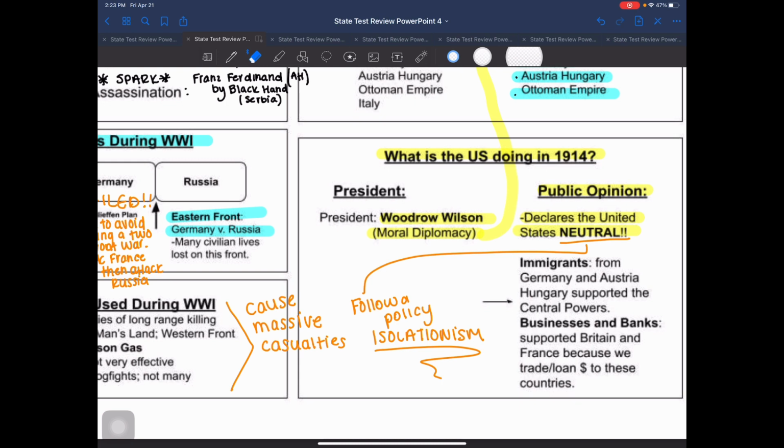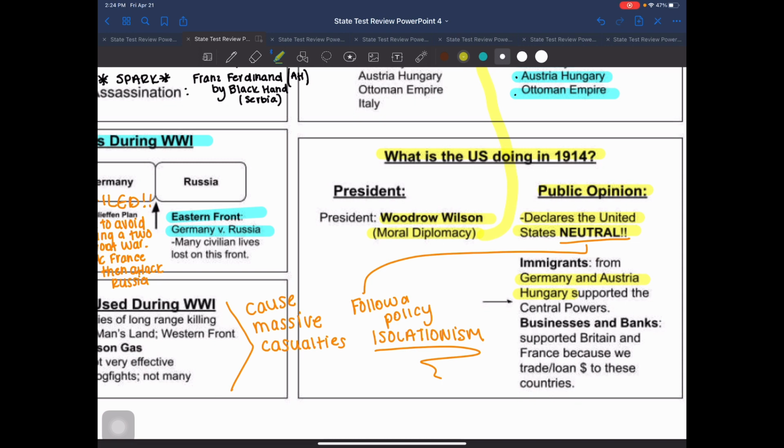But in our country, we actually have immigrants, especially ones that had just come through during the Gilded Age. Some of these new immigrants came from places like Germany and Austria-Hungary. And so they're going to kind of support their homeland. It kind of makes sense. Even though they're here, they've got family, they've got loved ones back in those countries. They may still feel a close connection to the culture and the people there.